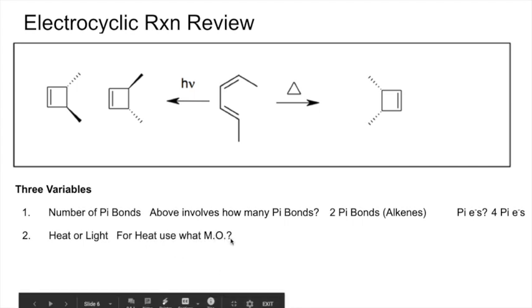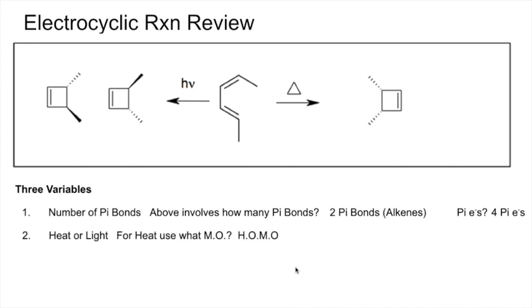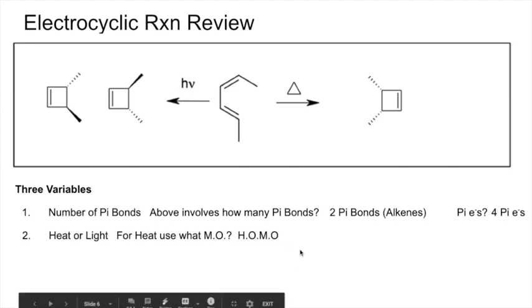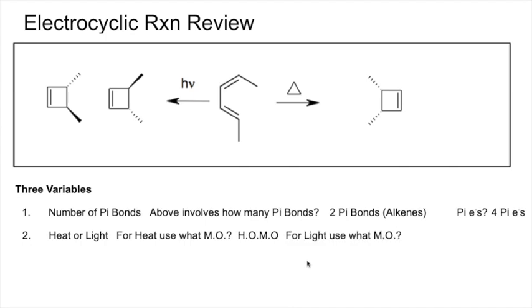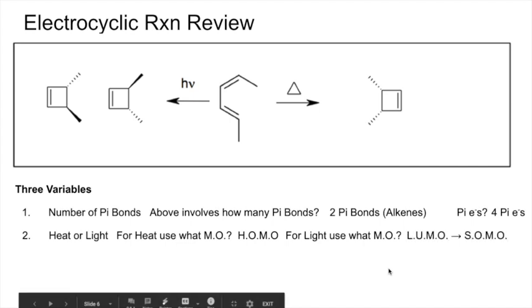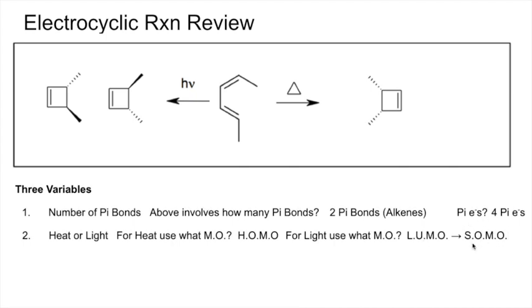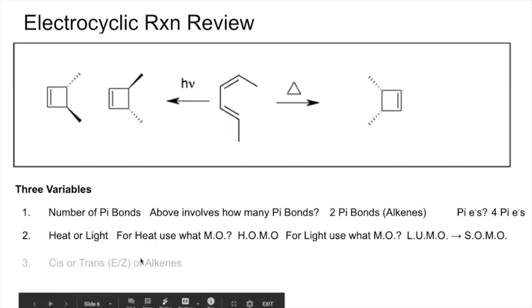And for heat, you'll use which molecular orbital? The highest occupied molecular orbital, right? Oh, I forgot a period there. And then for light, use what molecular orbital? Boom. The LUMO. Well, it's the LUMO, but the light excites an electron from that LUMO, and now it's in a higher energy. It's not called the LUMO anymore. Now it's a singly occupied molecular orbital, the SOMO. All right, and now the third variable is the cis or trans of the alkenes, or E and Z.